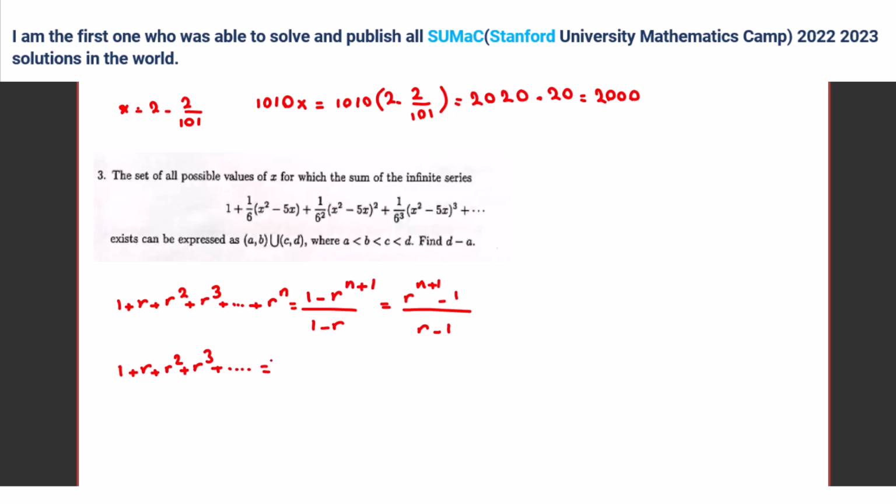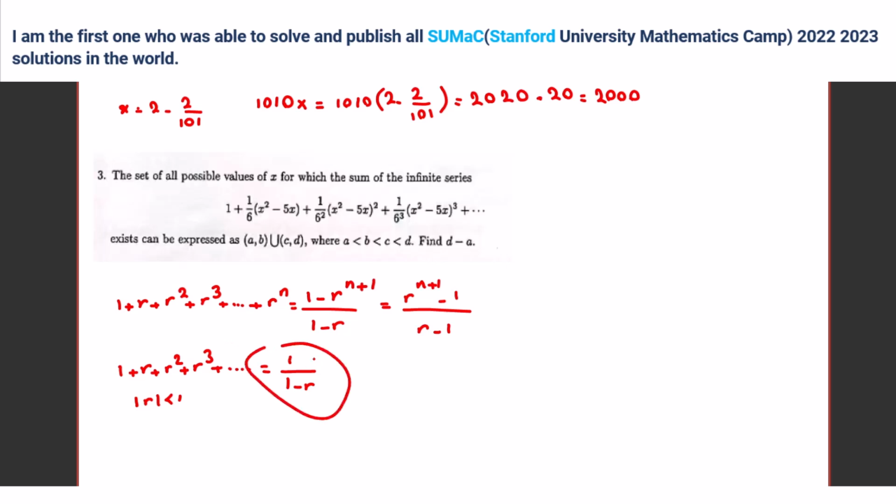That's 1 minus... wait. That just depends on what r is. Oh no, it's just infinity. It's infinity? No, it's 1 over 1 minus r. The absolute value of r should be less than 1, because if it's greater than 1, it will be infinity, right? For example, if r is negative 1, it doesn't approach a number.